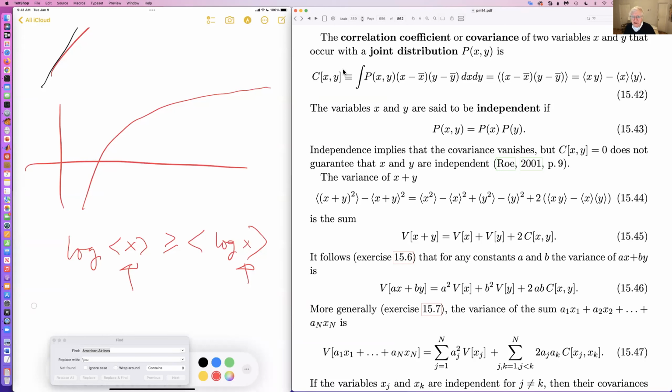So obviously, the variables being independent is an infinite set of statements. P of xy is P of x times P of y. That's for all x and all y, whereas C of xy equals 0. Well, that's also for all x and all y, but it just doesn't imply the independence.